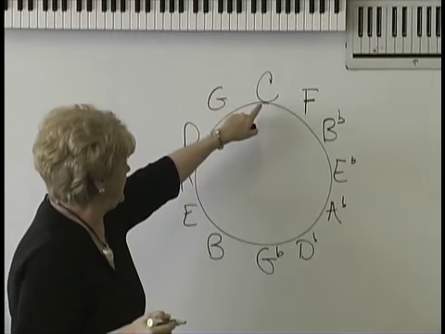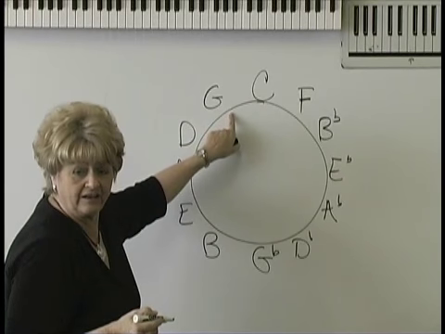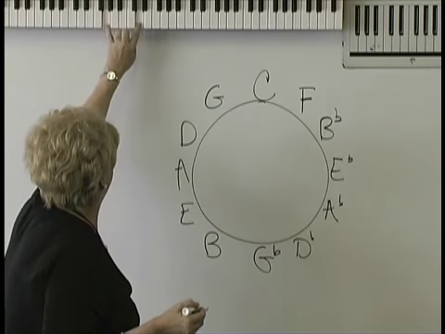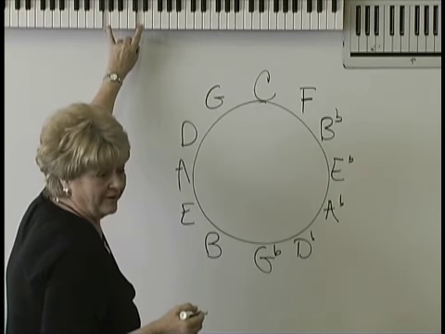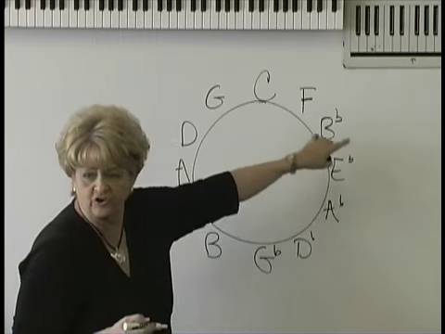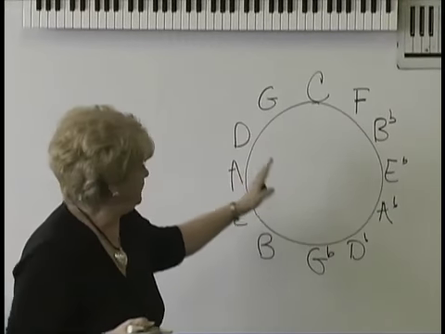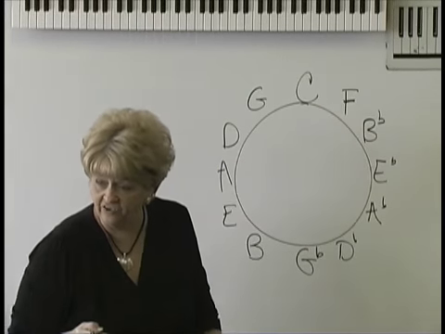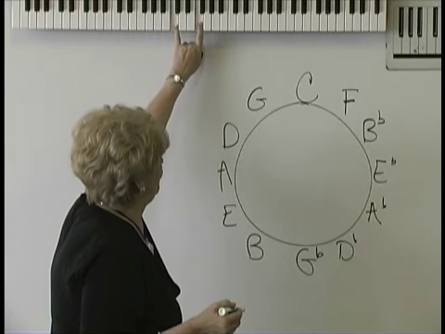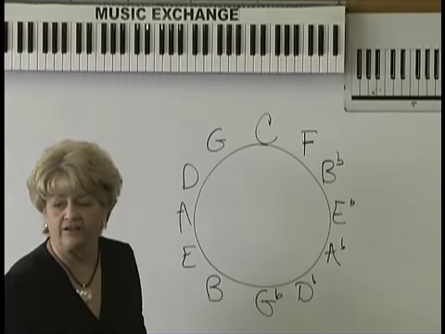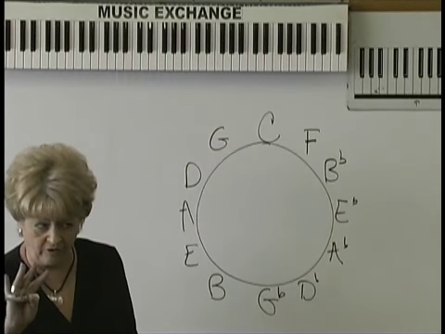If you go this way, from C to G is 5, right? From G to D is 5. G to D, 1, 2, 3, 4, 5. From D to A is 5, and so forth, all the way around the circle this way. If you go this way on the circle, it's the circle of fourths. C to F is 4. F to B flat is 4. B flat to E flat is an interval of a fourth.